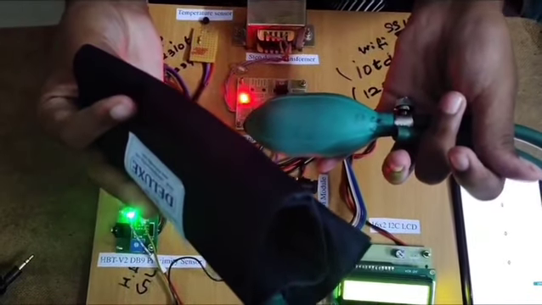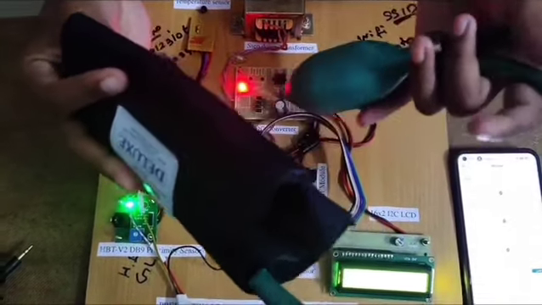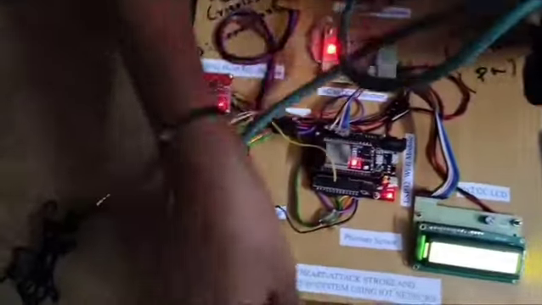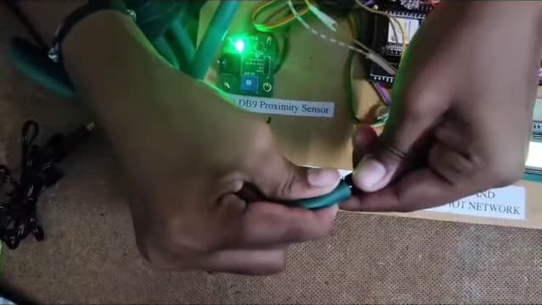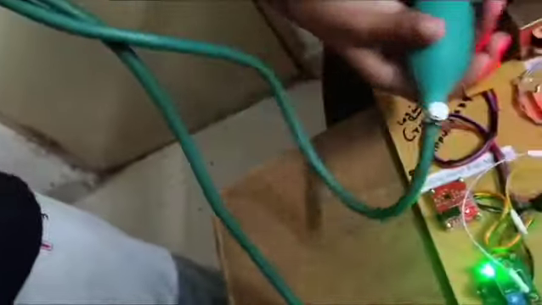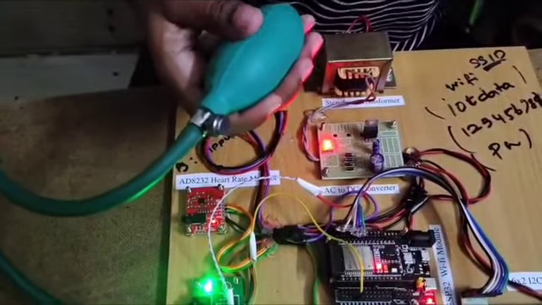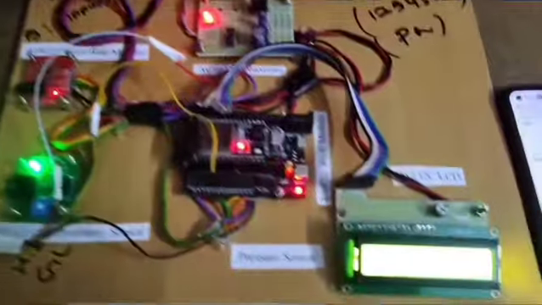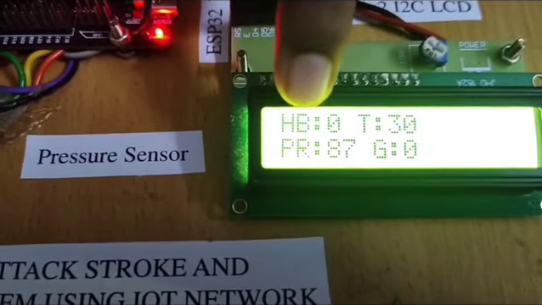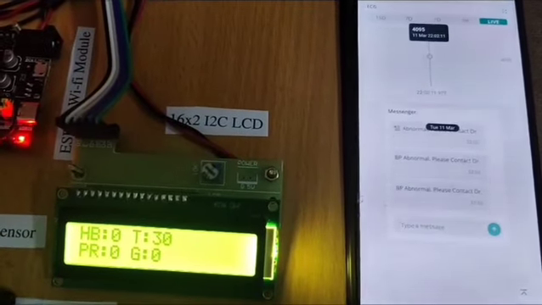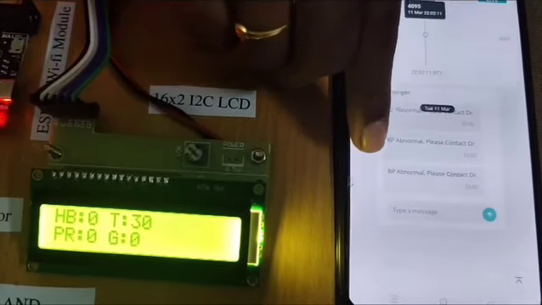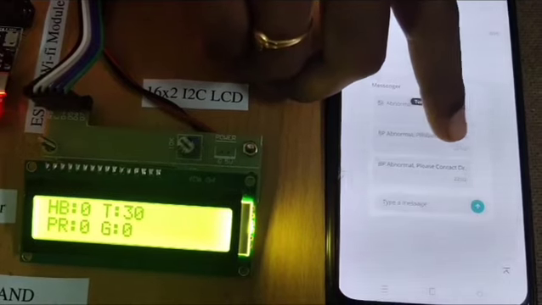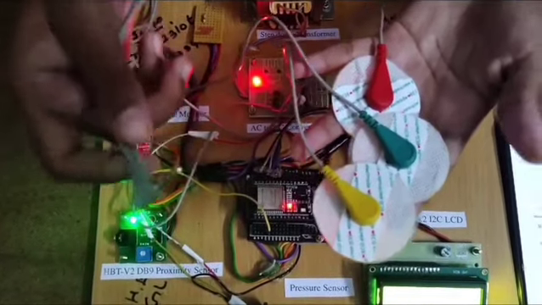So this is the blood pressure sensor. It is used to measure the blood pressure. So you have to connect this to the sensor. Now you have to press this sensor and wait for the values. So here you can see the pressure value as 87 and also in the app. So these are the normal values. When the person has blood pressure above 120, then you get a message like this: BP abnormal, please contact doctor.